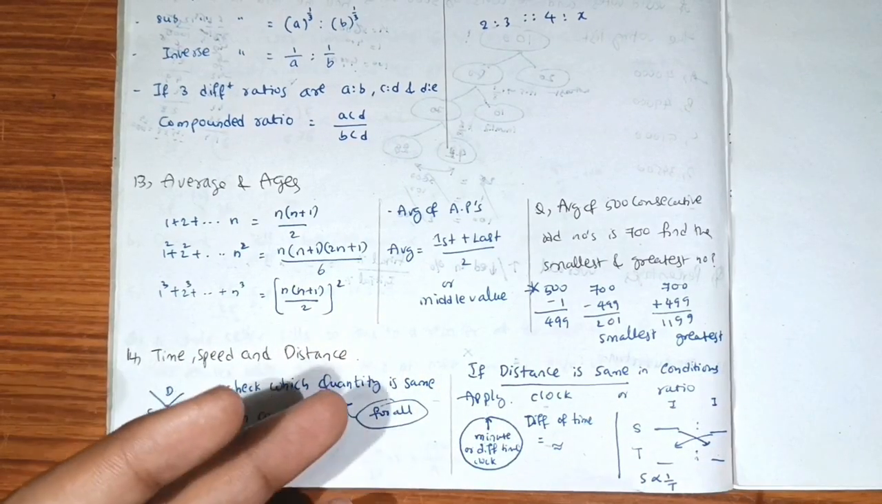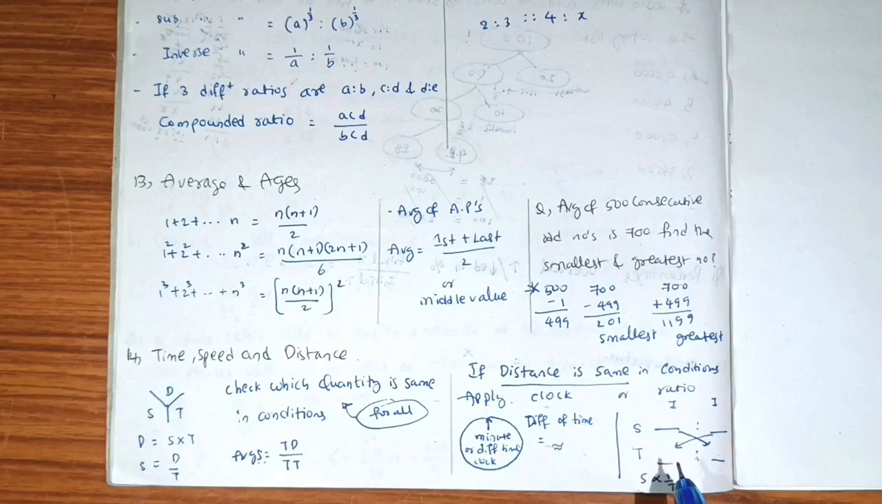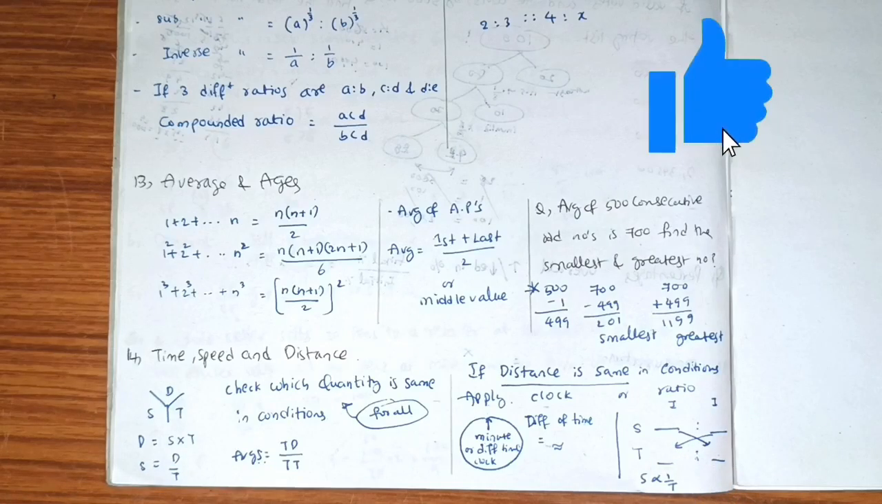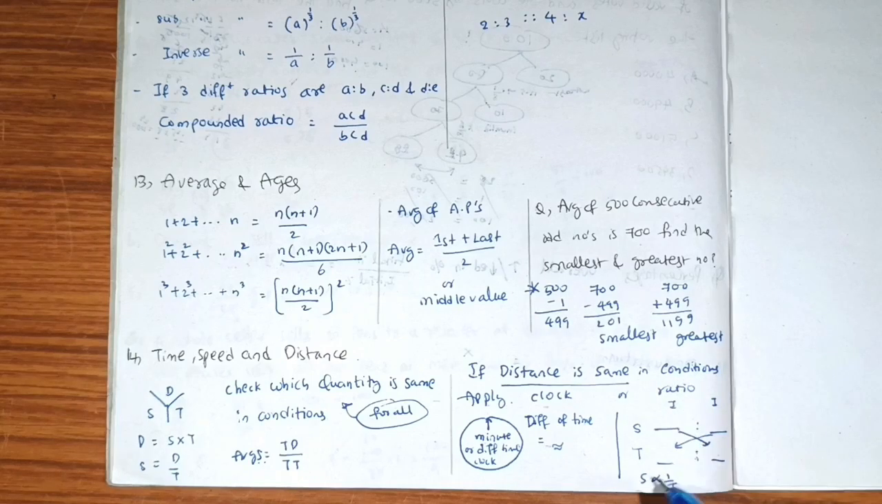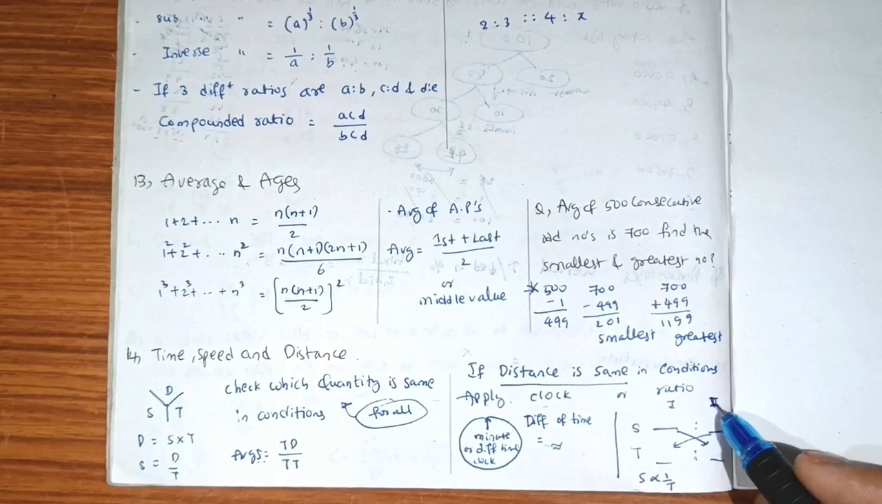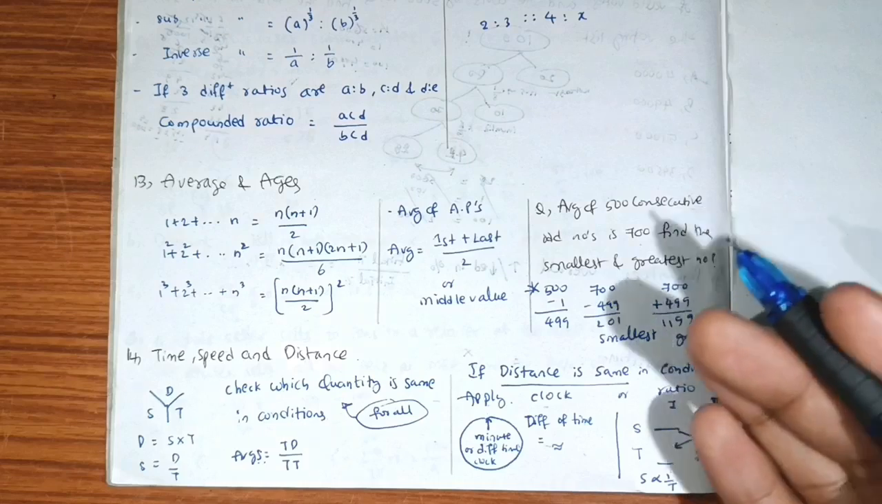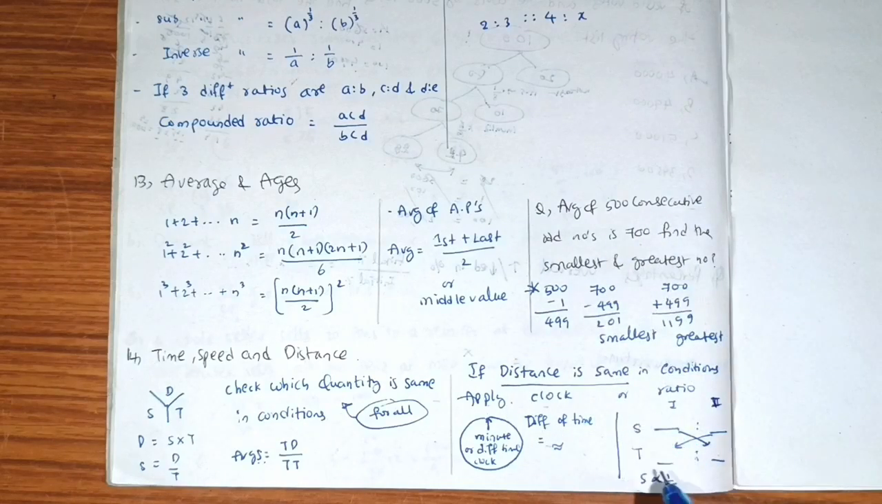Again we have seen one more trick. If the distance is the same in two conditions, we apply the speed and time ratios like this. There is a column for the first condition and a column for the second condition. For the first condition, we write the speed and time, and here we calculate the ratios.